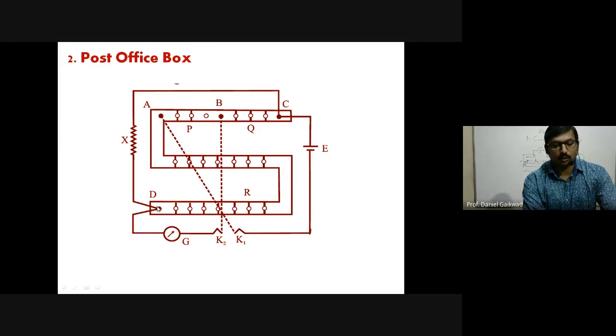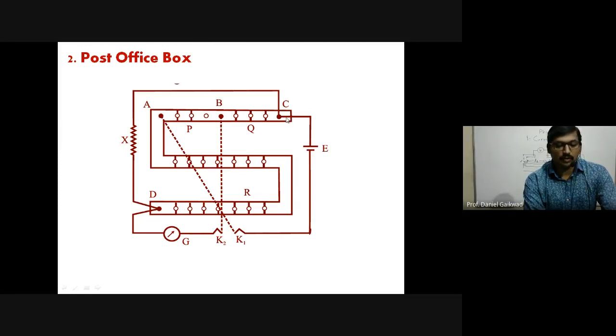You have already observed the resistance box in the practical lab. That resistance box will be taken as a symbol S like this. From C to A and then from A to D, we have a number of keys. So from A to D, we have resistance R, and from C to D, we have unknown resistance X. So we have four resistances P, Q, R and X.